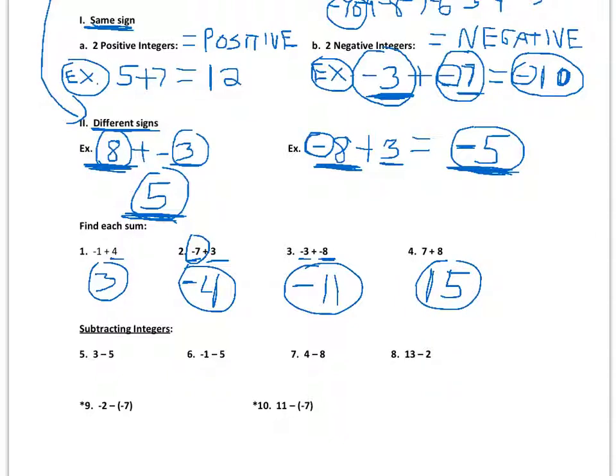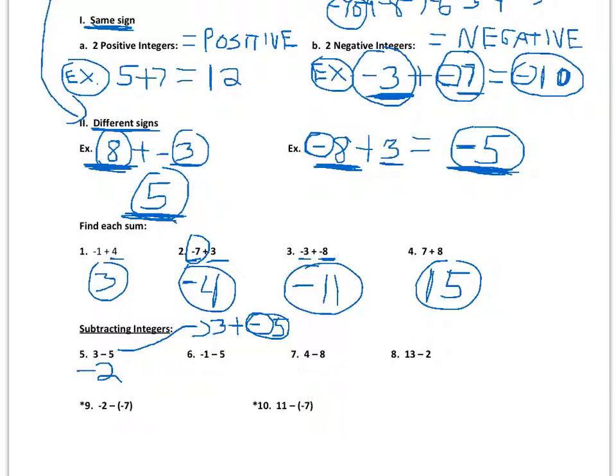Okay, subtracting. Subtracting is just like adding a negative. So like number 5, I'll squeeze this in right here. 3 minus 5 is just like saying 3 plus negative 5. So you're adding a positive and negative. You take the difference of 3 and 5 and it's 2. But since this is the bigger absolute value, the 5, and it's negative, we get negative 2.